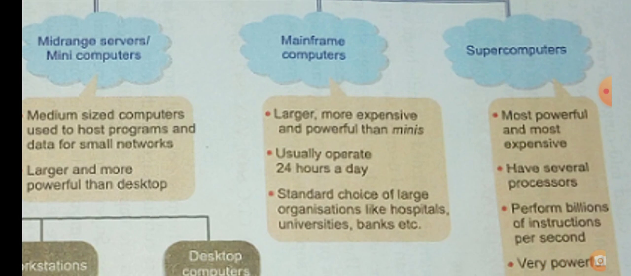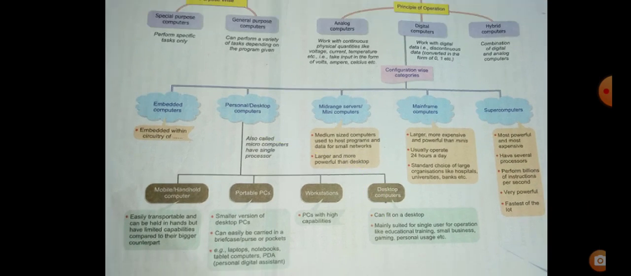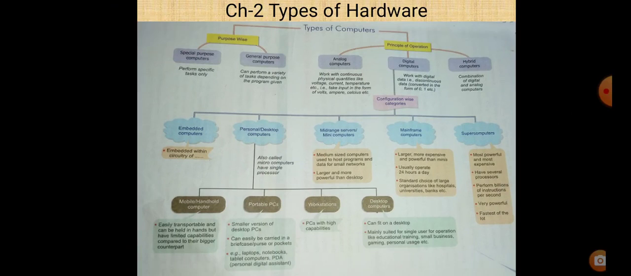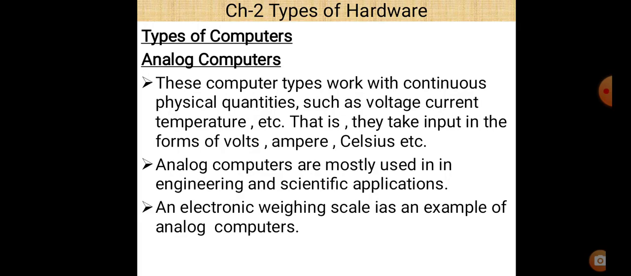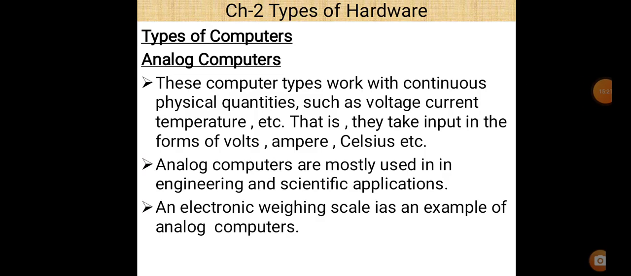And last is supercomputer. These are the most powerful and expensive computers, have several processors, and perform billions of instructions per second, and they are the fastest computers among all of these. So these are the different types of computers, and this is the classification of computers. You can easily see it on the screen. So let us discuss all these types of computers in detail.